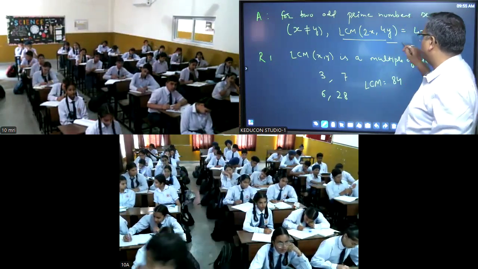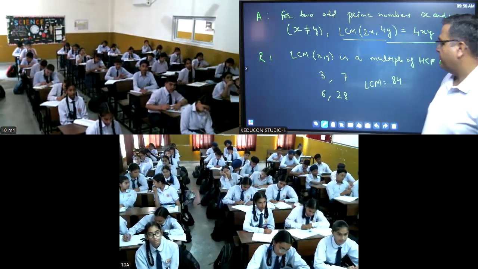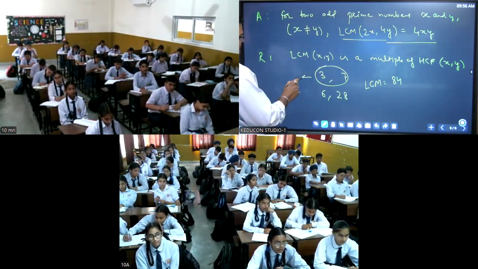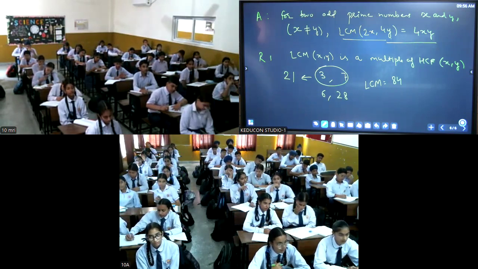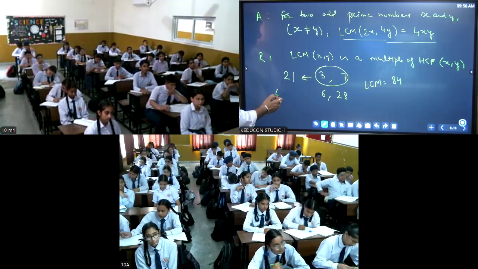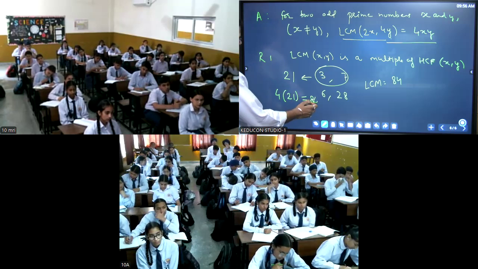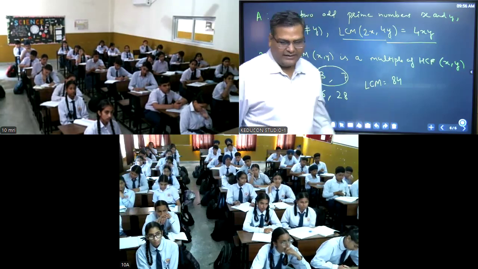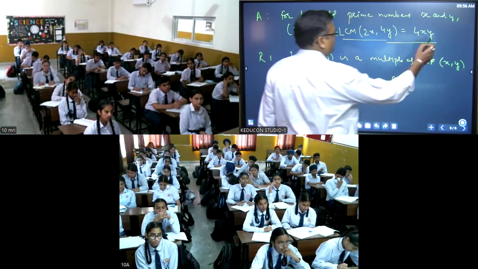Now, is this statement correct? Is this true or not? Acha. What is the LCM of 3 and 7? 21? Yes or no? Now, 4 into 21 equals? So therefore, LCM of 2x and 4y is 4xy. Is it correct? ये true हो गई ना बेटा statement?